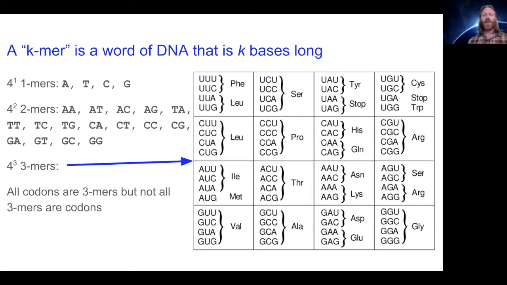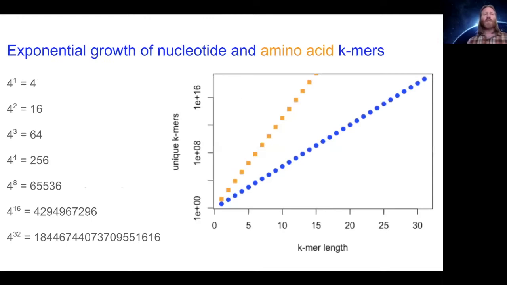Here you have uracil in the place of thymidine for this table of the universal genetic code. And what I would say here is that all codons are 3-mers, but not all 3-mers are codons, because a codon is part of a coding region of a gene. So you could have intergenic regions where you can count up all the 3-mers you want, but those aren't technically codons. So it keeps going like that.